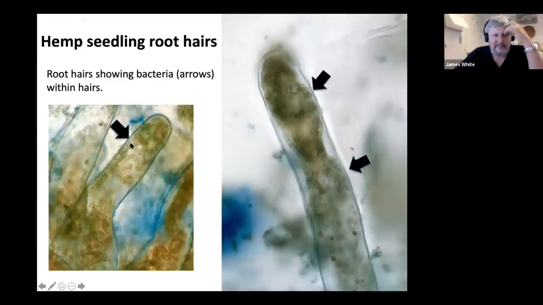These are the root hairs off the root. And this is now stained for hydrogen peroxide. You can see the little reddish brown in there. Those are bacteria inside that root hair. Look at the root hair to the right. You can see the large spherical structures and smaller spherical structures in there. These are the bacteria that have been internalized into those root cells.